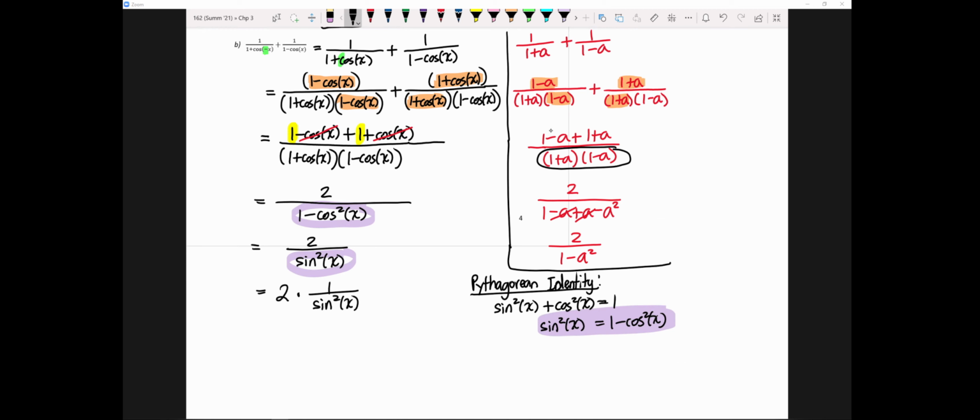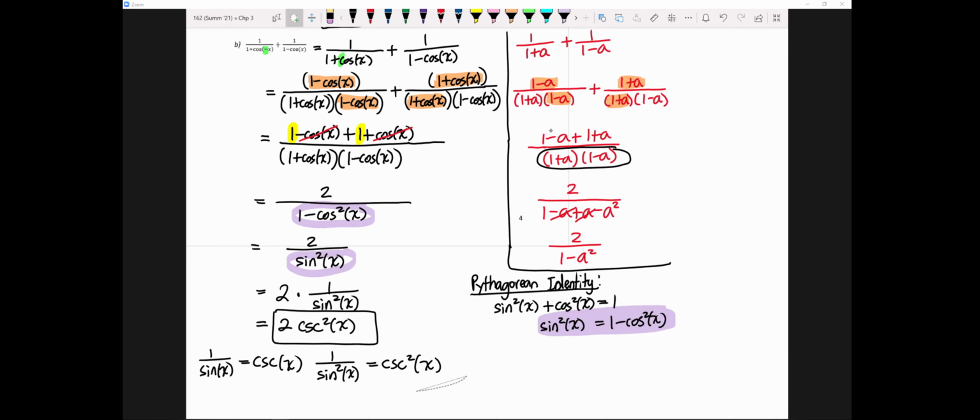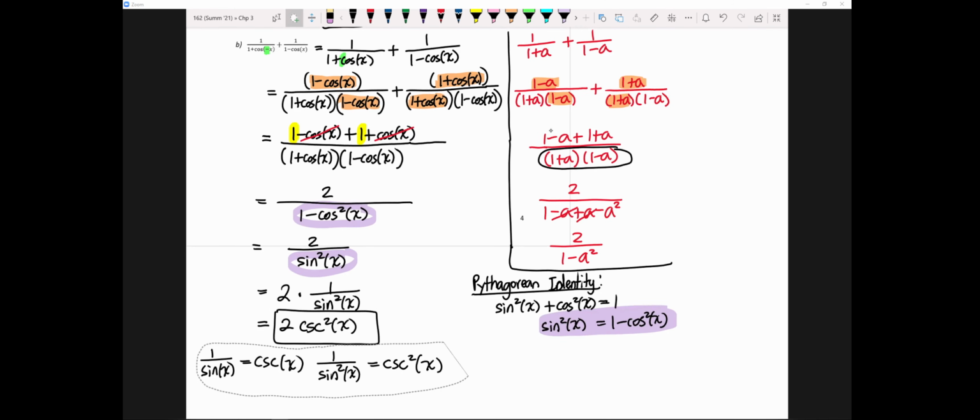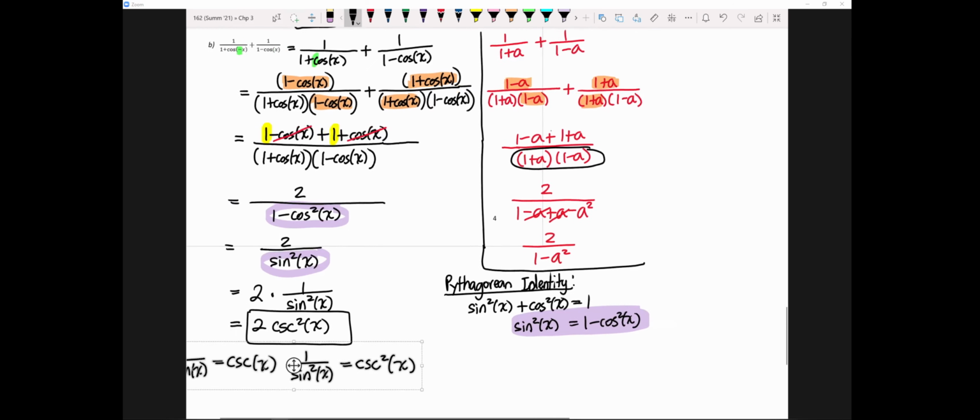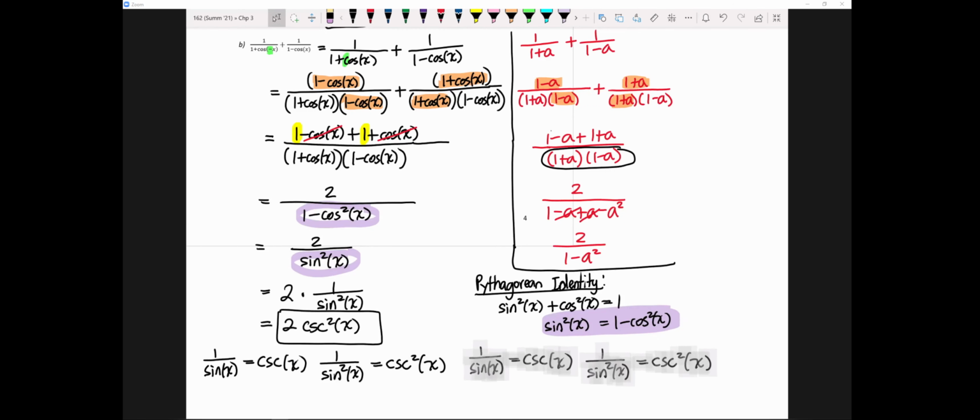So recall that 1 over sine is equal to cosecant. Thus, 1 over sine squared is equal to cosecant squared. Okay, so this is going to be 2 cosecant squared x. Let's move this over.